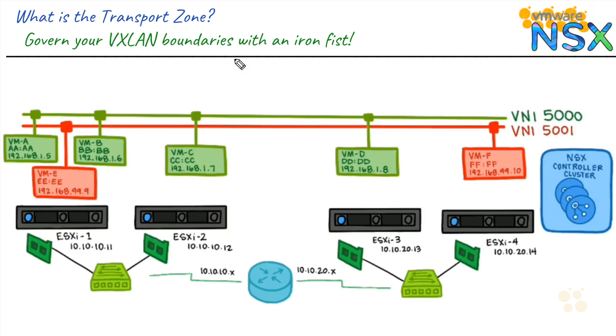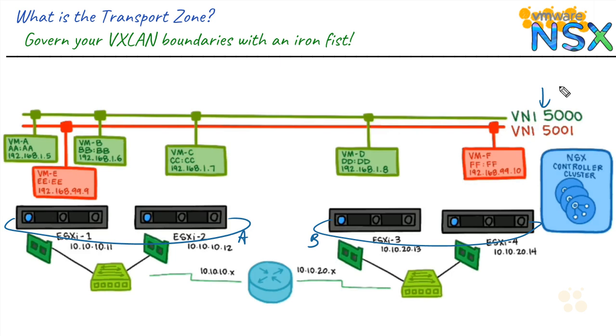So why do we care about transport zones then? Well, a transport zone is still necessary because we need to indicate which clusters, notice I'm not saying individual hosts, but which clusters, here's cluster A and cluster B, are participating in the same logical switches. How many logical switches do you see in this diagram? If you said 2, that's the right answer because a logical switch is defined by its VXLAN network identifier. So we have 5000, 5001.